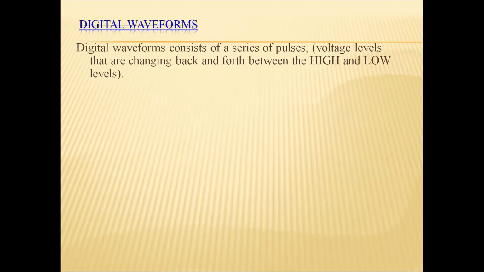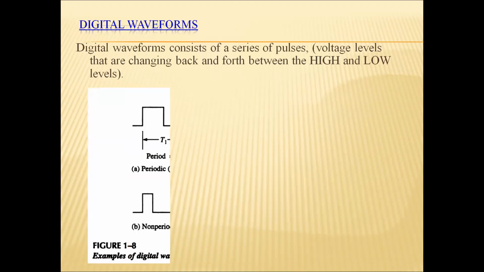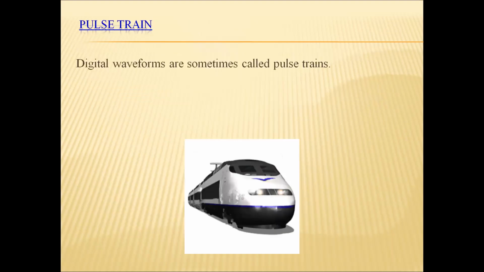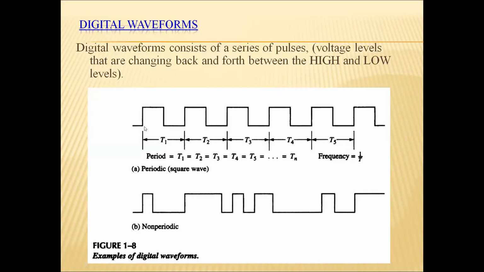Now, the next thing which we are always going to witness by studying combinational or sequential circuits is digital waveforms. So what are digital waveforms? Digital waveforms consist of a series of pulses, voltage levels that are changing back and forth between the high and low levels. As you can see here, this is a digital waveform, a train of pulses. This is nothing but a clock, with each time period from on to off. So one time period, another time period, another time period, because a clock takes a finite time to go on and a finite time to go off.